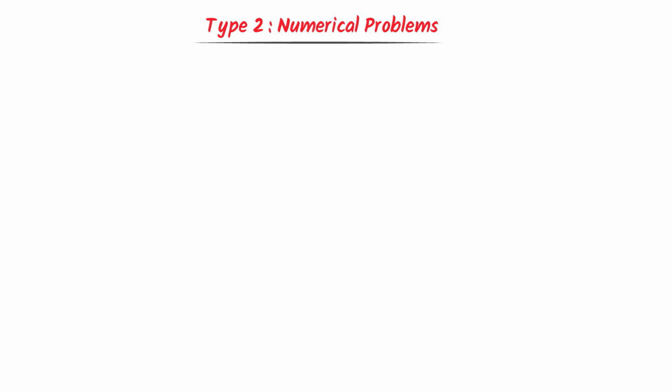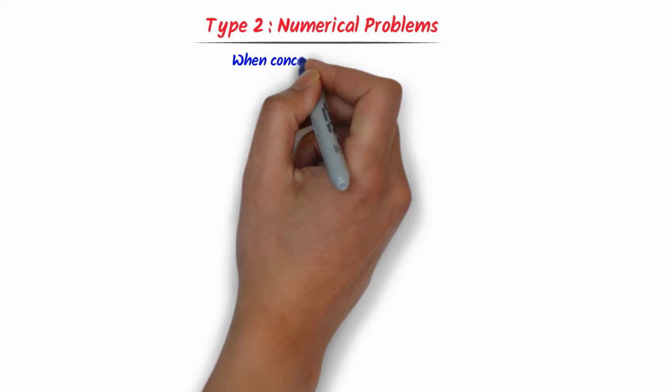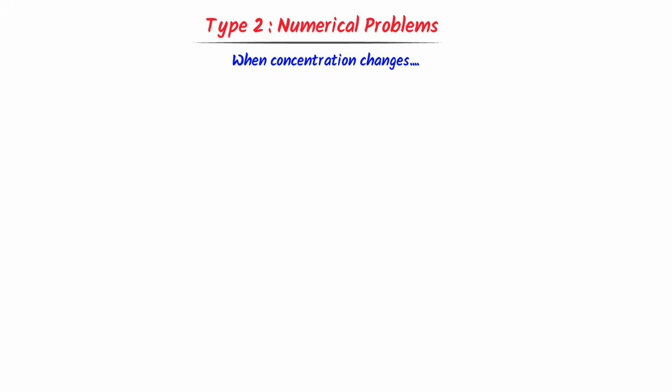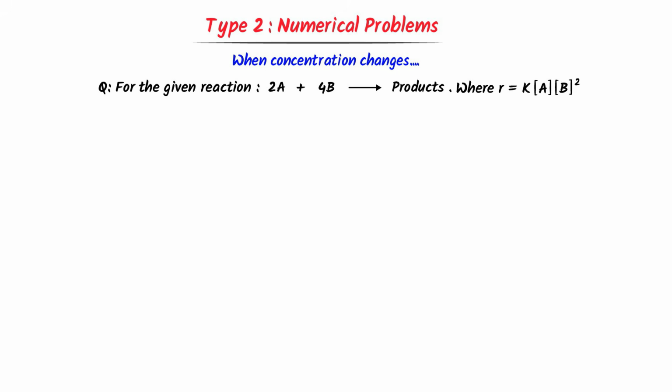In these types of numerical problems, we will learn the concentration changes. For example, consider this numerical problem. For the reaction 2A plus 4B forms products, the rate of a reaction is equal to K into concentration of A, the power is 1, and concentration of B, the power is 2.